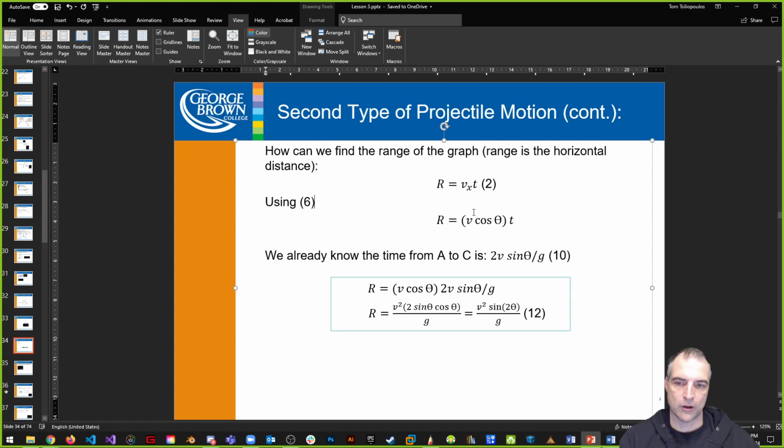Okay, we already know the time from A to C is 2v sine theta over g. That's how long it takes for the entire motion, right? And therefore, when we do some finagling in algebra, we can find that the total range is based on v squared sine 2 theta over g. Notice that there is no time component. Why? We've removed time. We know time is equal to this, and all we're doing is subbing in v cos theta times time. We know what time is. It's this thing here. We're just subbing that in, and then we get this equation. Okay?